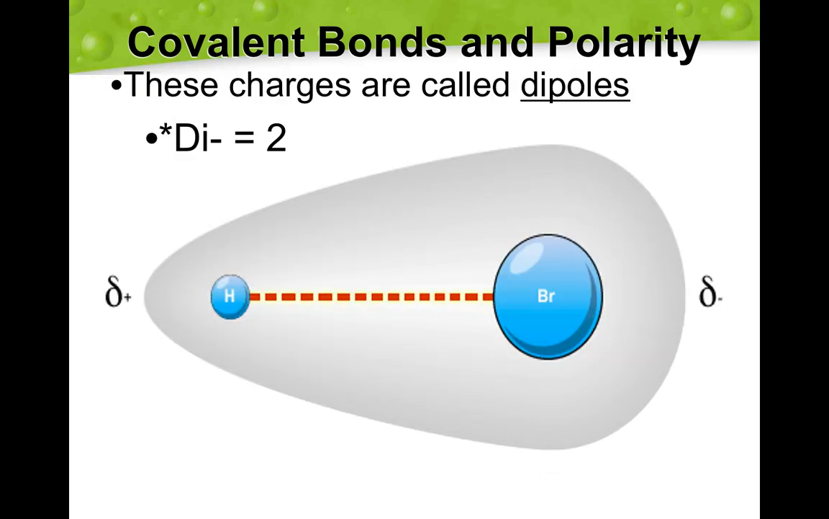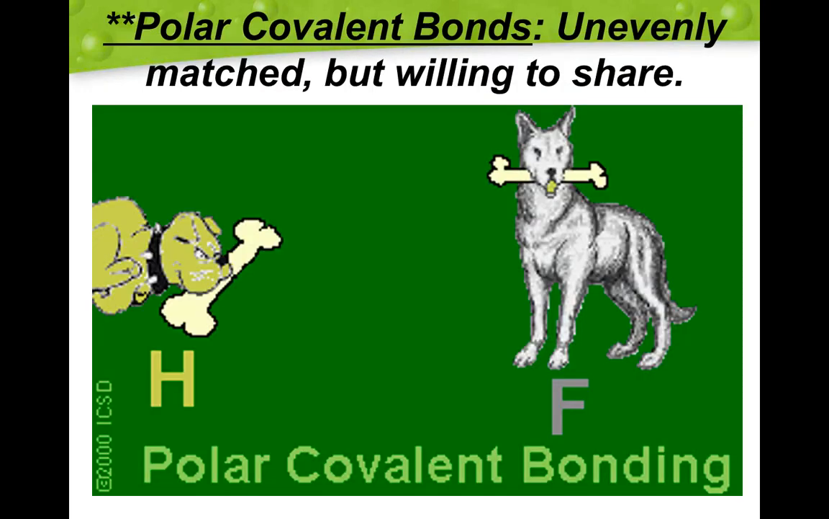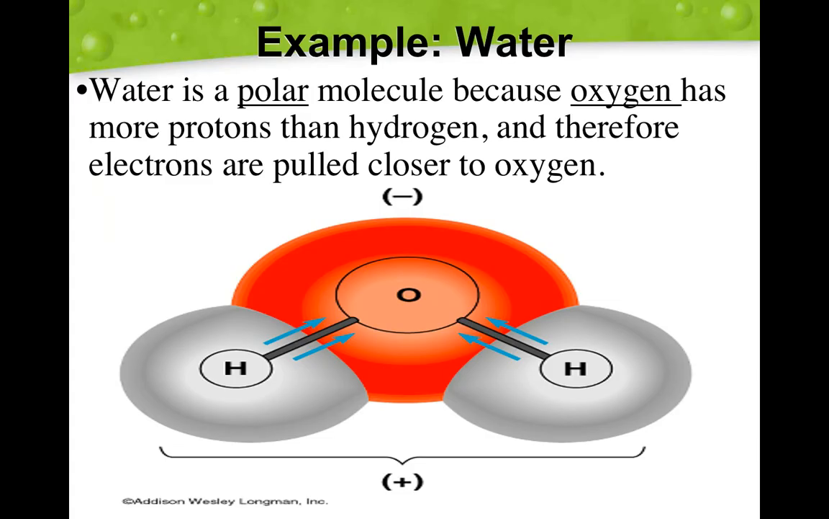Now, when you have what's called a polar molecule, the two ends, the two charges are called dipoles. Di meaning two. Two poles like a magnet, a positive end and a negative end. Water is an example of a polar molecule, and this is why we're talking about this. Water has a lot of special properties, and they're all or almost all due to this fact right here.